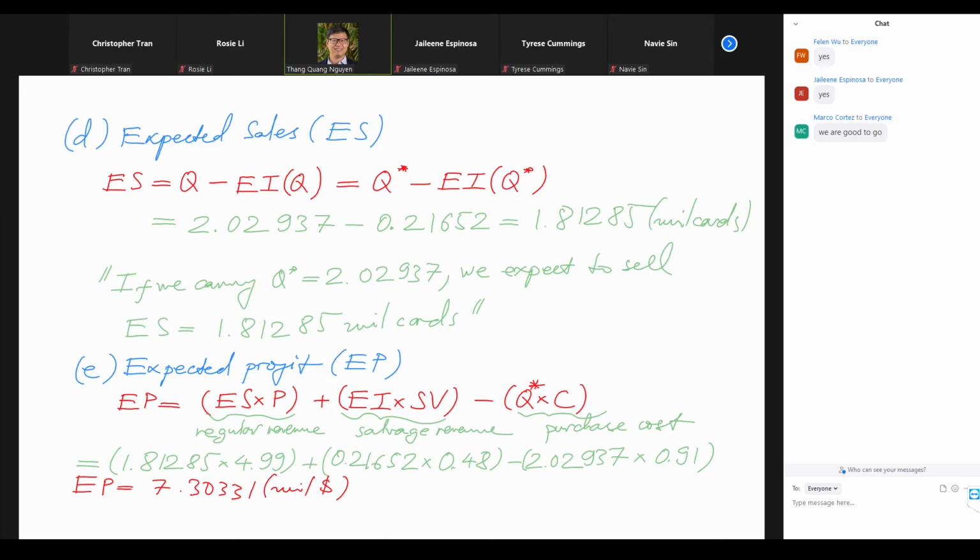Everything here is in terms of millions. You should not convert the numbers to millions, right? We just use the numbers, and then we say that it is a million dollars, a million cards, things like that.